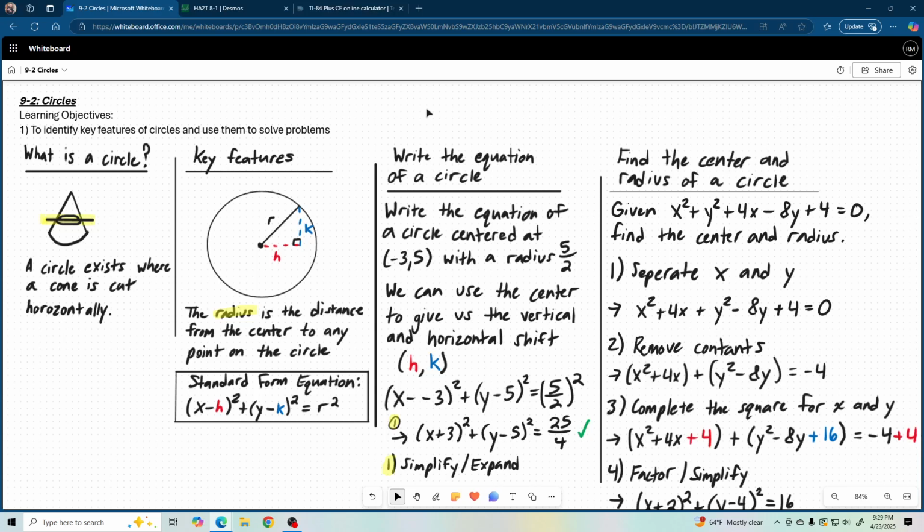Alright, our learning objective for today is much like the last one, where we're going to identify the key features of circles and then use them to solve problems. Alright, so parabolas yesterday was kind of a lot. We took a concept that we had learned before and we applied a geometric twist to it.